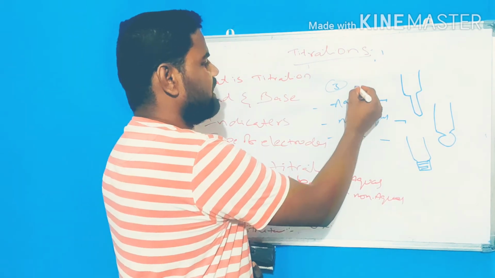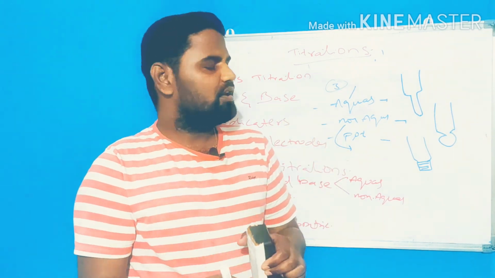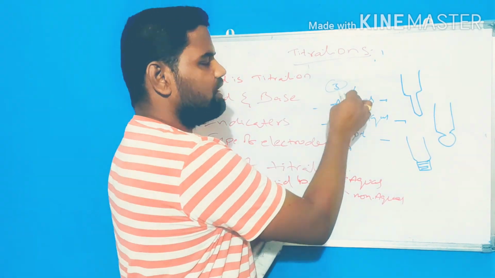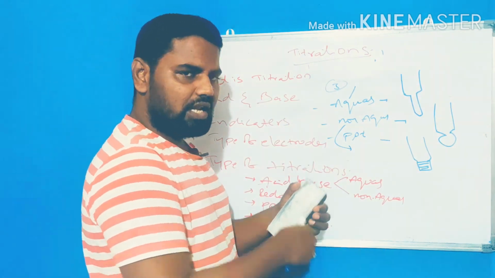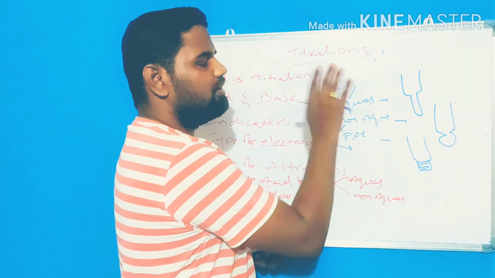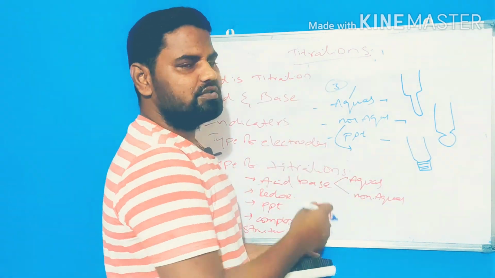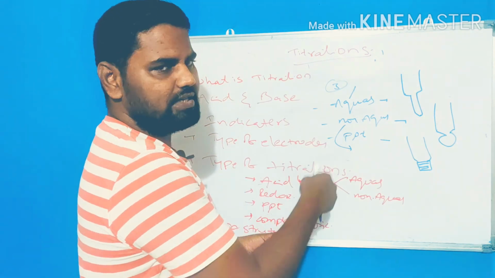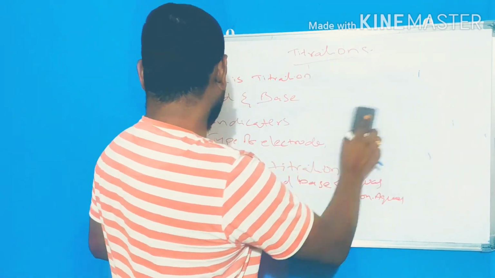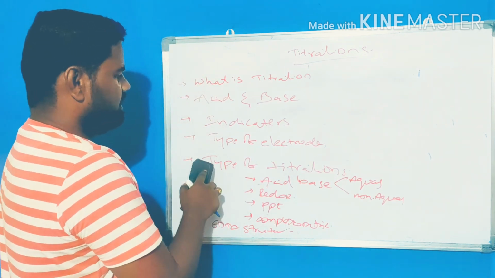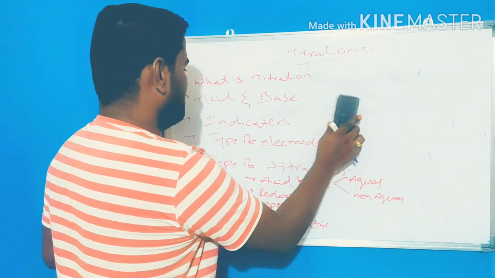What is aqueous and what is non-aqueous? Aqueous means the substance is completely soluble in water, called an aqueous solution. A substance which is not soluble or not dissolved in water is called a non-aqueous solution. Simply, soluble in water is aqueous, not soluble in water is non-aqueous. Okay. Types of electrodes is completed. Next, types of titrations.